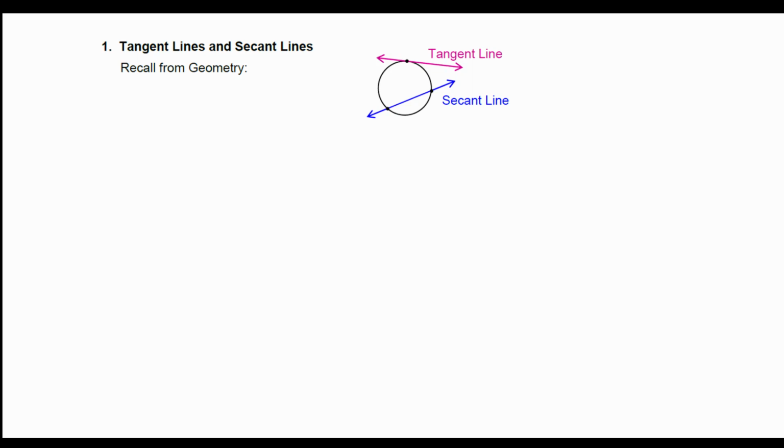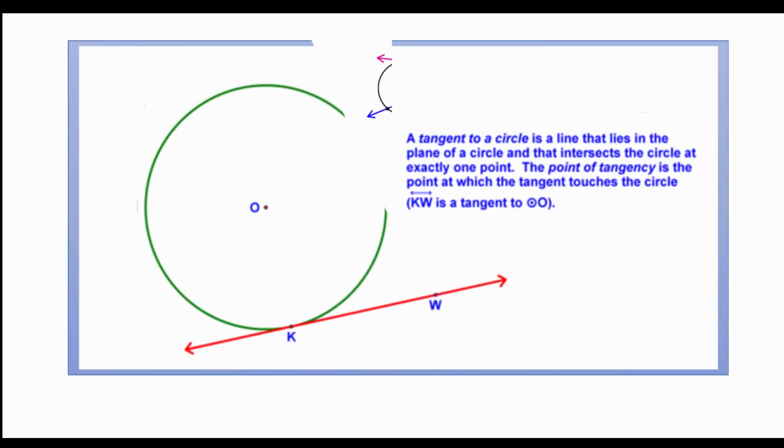Recall from geometry, you can see this circle with two lines. One of them is called the tangent line. Another one is called the secant line. So let's recall what the tangent line was. Tangent line is the line that meets with a circle at exactly one point.